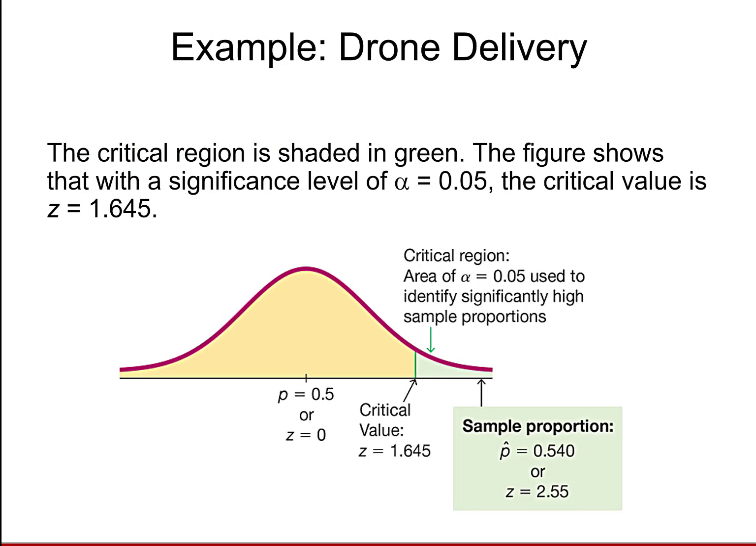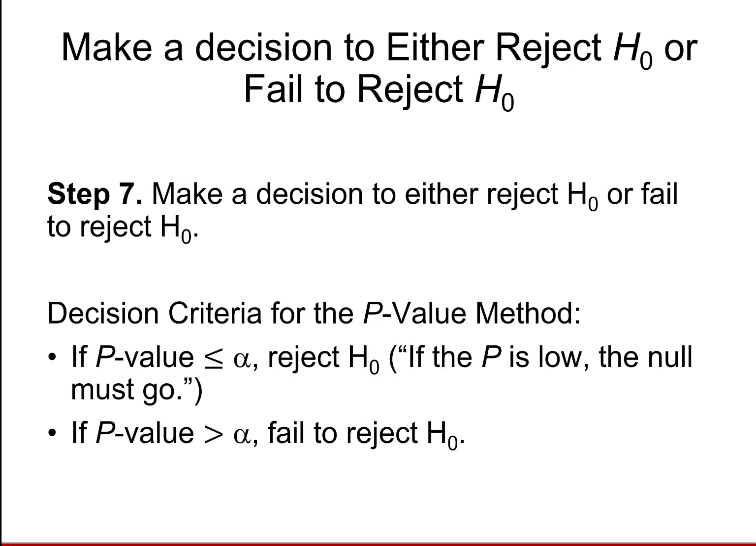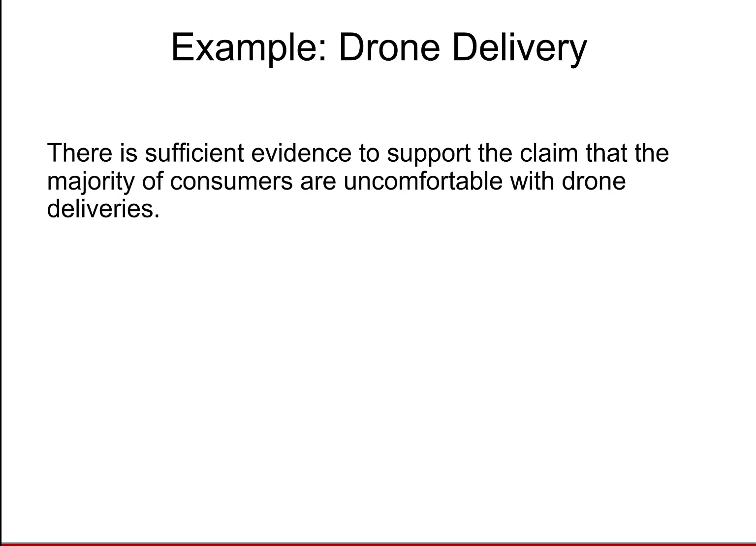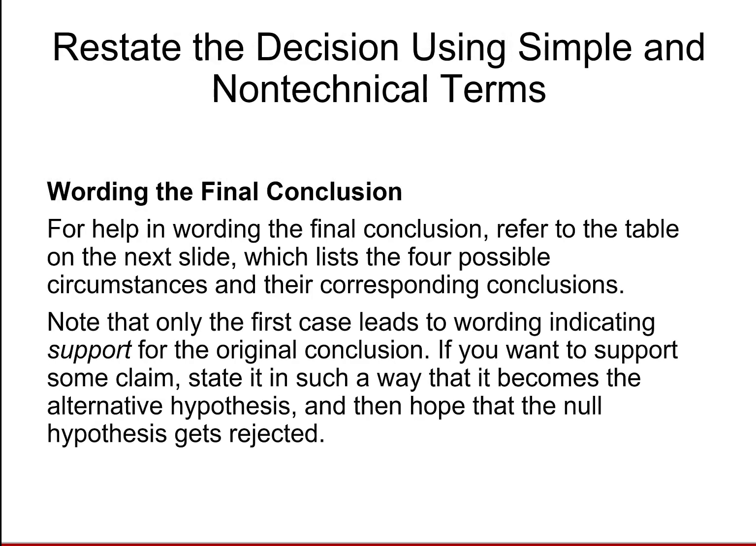Again, we're going to focus more on the p-value approach, so I'm not going to stress the critical value option so much. So here's the decision criteria using the p-value method. If the p-value is less than alpha, reject the null. If the p is low, the null must go. If the p-value is greater than alpha, we fail to reject. And then restate the decision using simple and non-technical terms. So in our drone delivery example, there is sufficient evidence to support the claim that the majority of customers are not comfortable with drone deliveries.